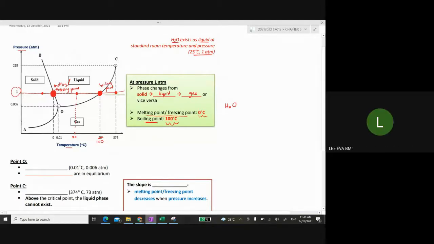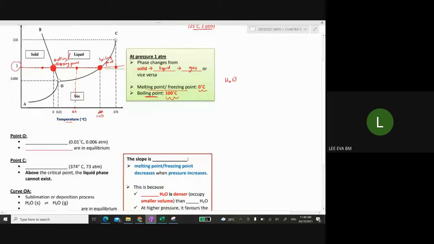Triple point. Triple point, but now the temperature and pressure change for H2O. You have 0.01 degrees Celsius and 0.006 atm. Okay, but the same thing lah, solid, liquid, and gas are at equilibrium. That is point O. Boleh juga lah awak nak label dekat sini. So this one refers to your triple point. Okay, so triple point.